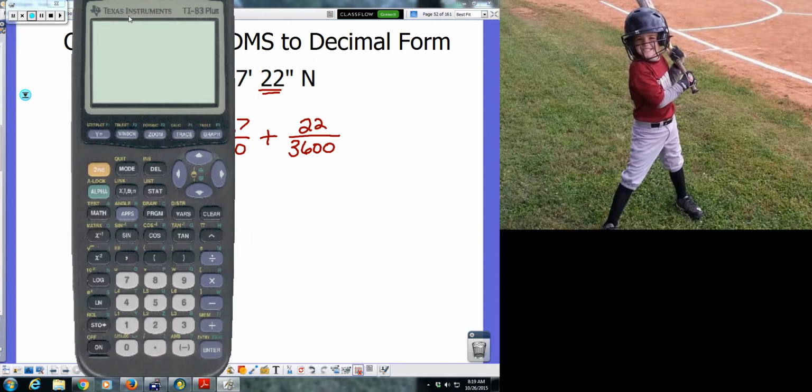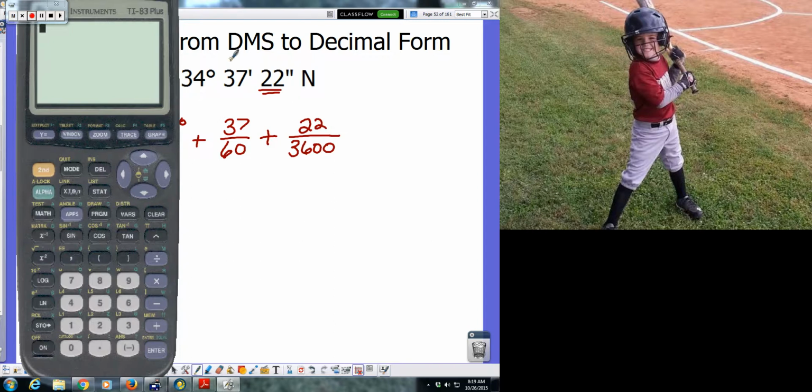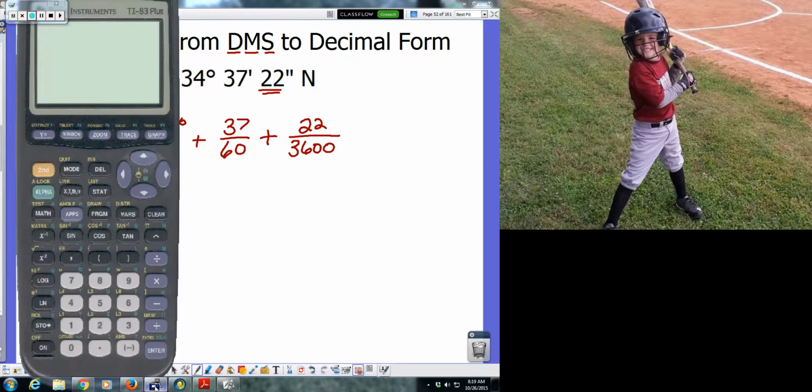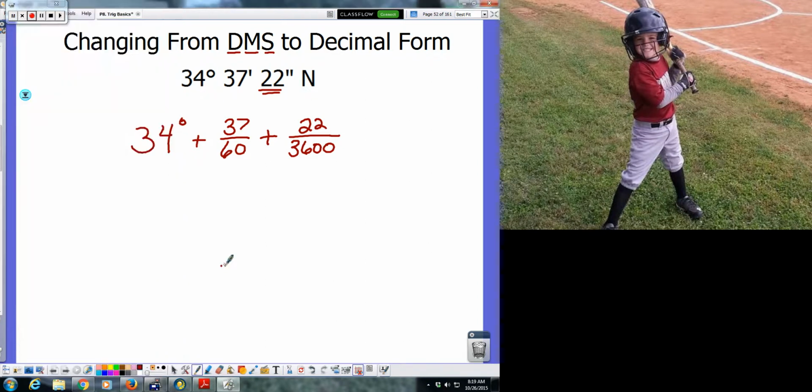Let me turn my calculator on. That changes from DMS, degrees, minutes, seconds form, to decimal form: 34 plus. But the only caution I have for you is to make sure you put in parentheses 37/60ths plus another 22/3600ths. Enter. 34.6227 or 6228.